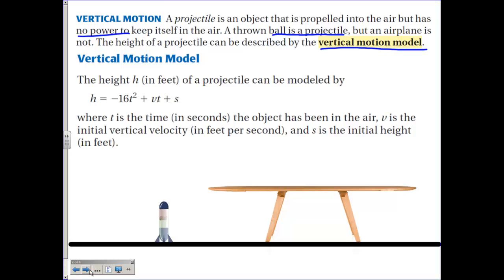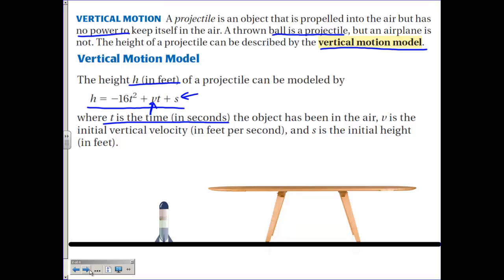Now here's the formula itself. H equals negative 16t squared plus Vt, V times t, plus S. Now H is always going to be the height in feet. T is always going to be time in seconds. V, which is this one right here, is the initial upwards velocity, and we'll explain that in a moment. And S is the initial height in feet above the ground.